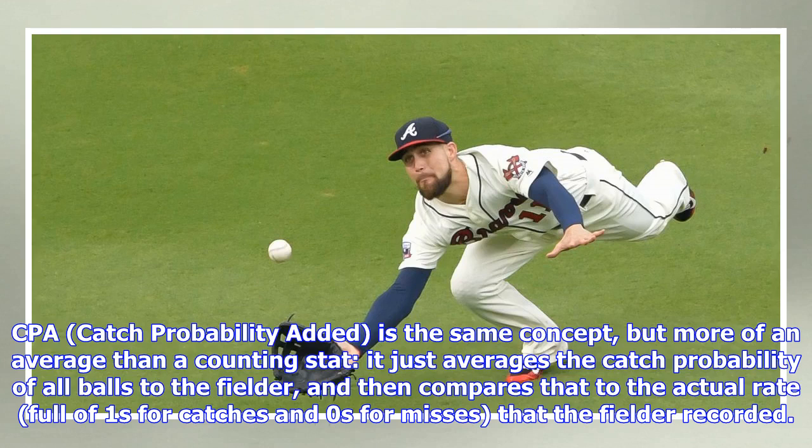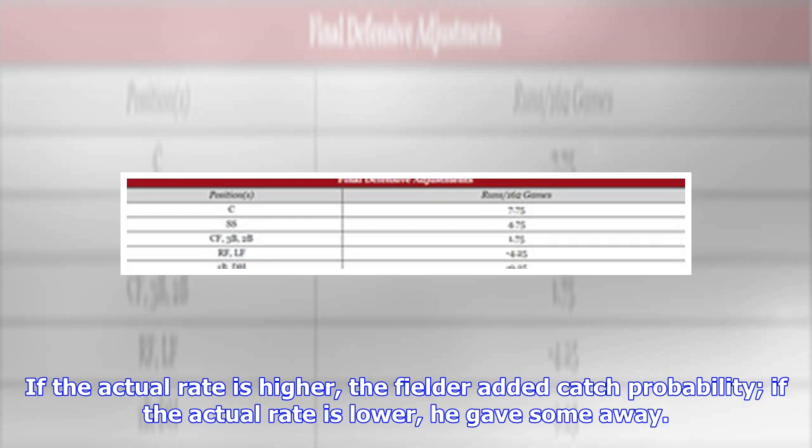CPA, catch probability added, is the same concept, but more of an average than a counting stat. It just averages the catch probability of all balls to the fielder, and then compares that to the actual rate, full of ones for catches and zeros for misses, that the fielder recorded. If the actual rate is higher, the fielder added catch probability. If the actual rate is lower, he gave some away.